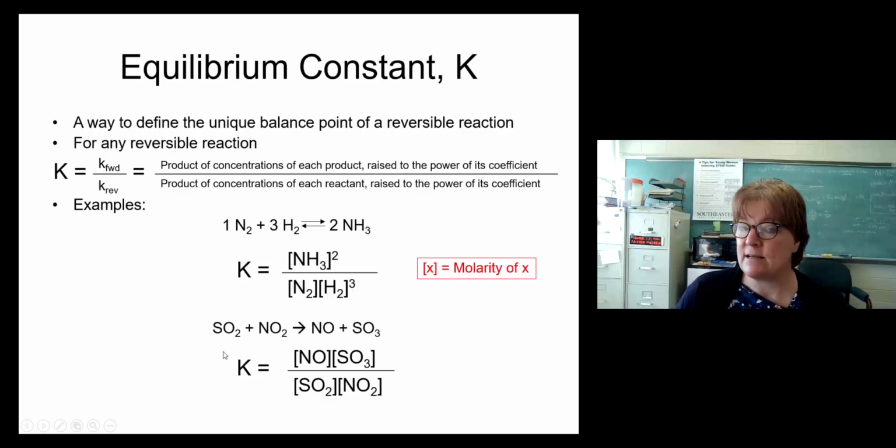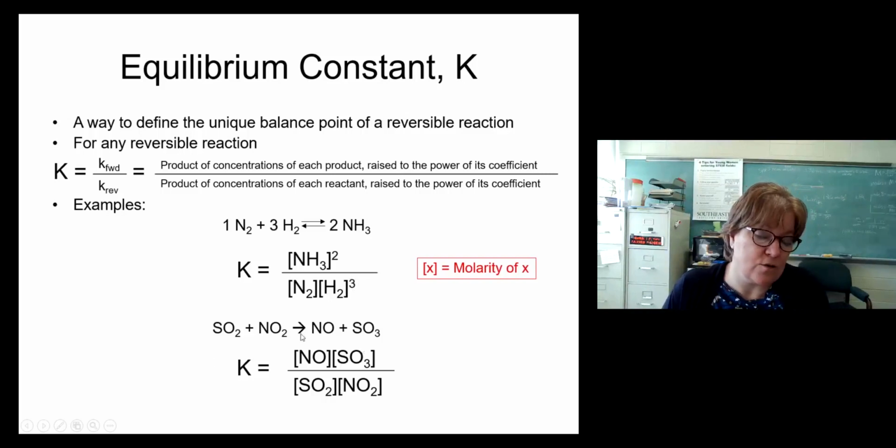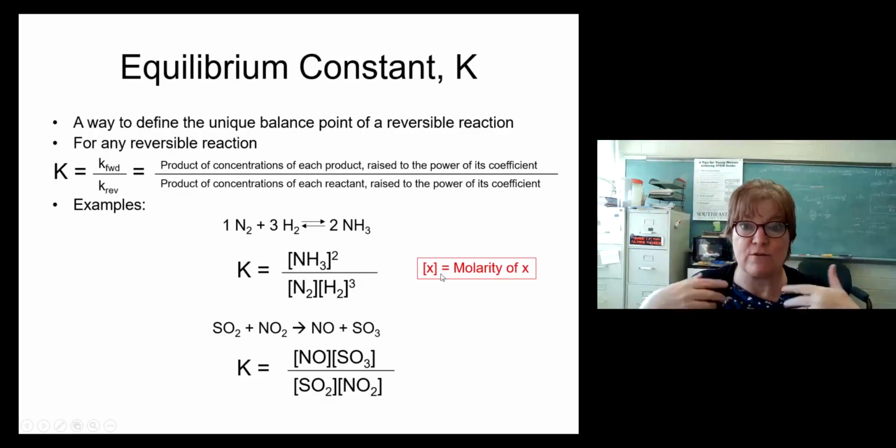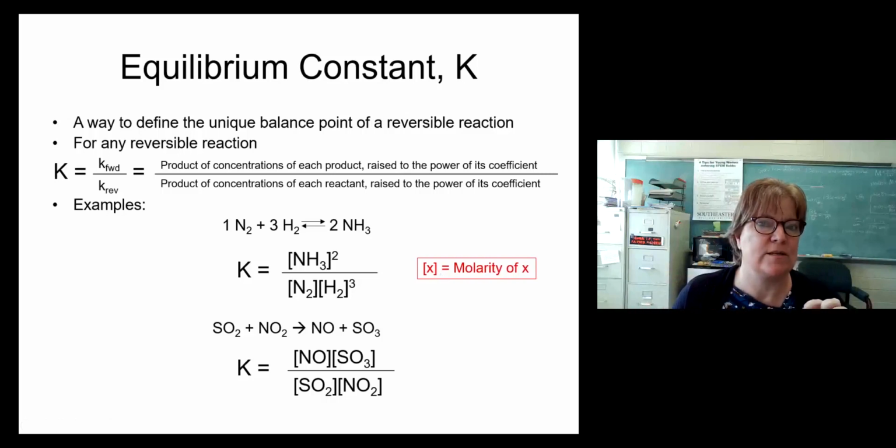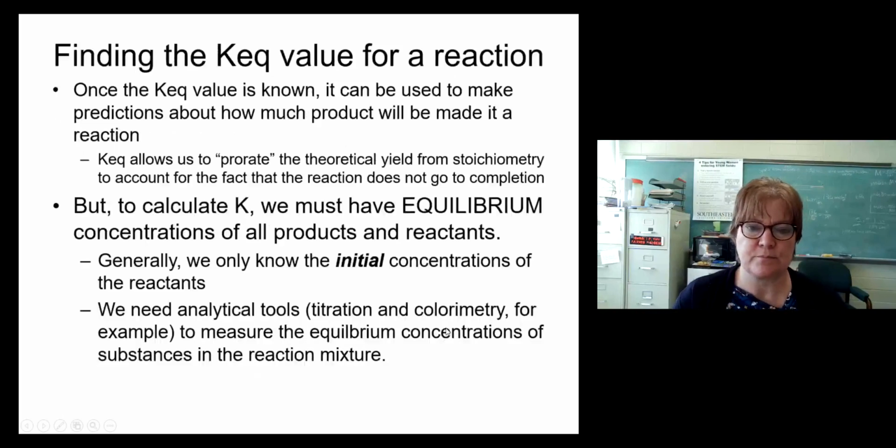If I had a different reaction where I have 2 products and 2 reactants, note that now I have 1 NO and 1 SO3, so I have the concentration of NO and the concentration of SO3, both raised to the 1st power because there's 1 of each. And on the bottom I have SO2 and NO2. We use our brackets for molarity of X. Don't forget, it's the equilibrium; a lot of times we write EQ at the end of here, and that is kind of an important detail.